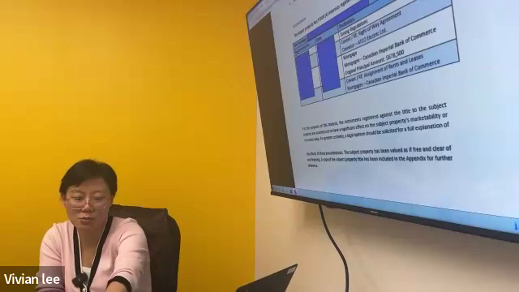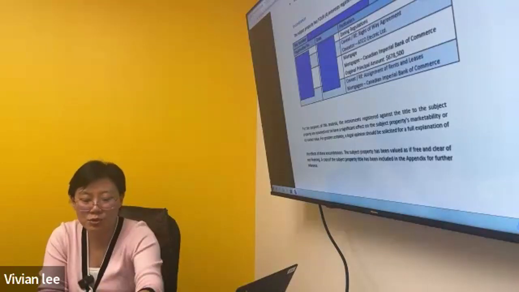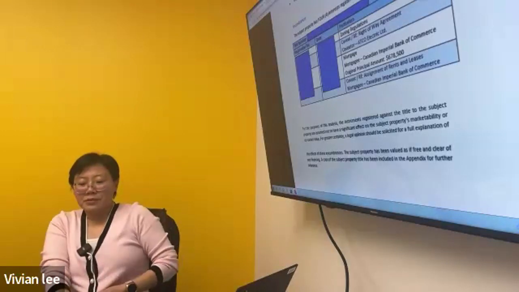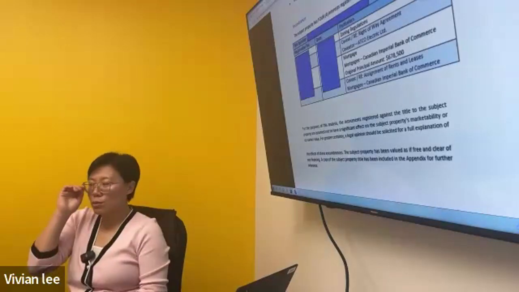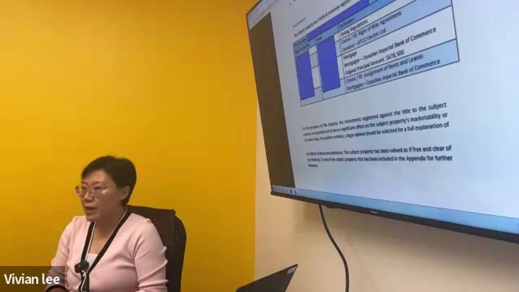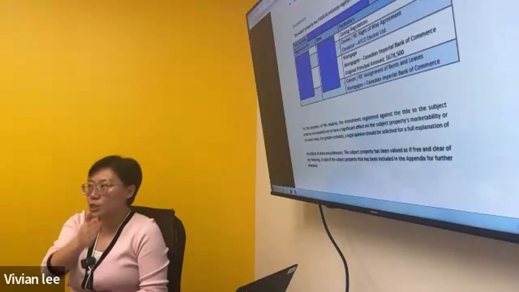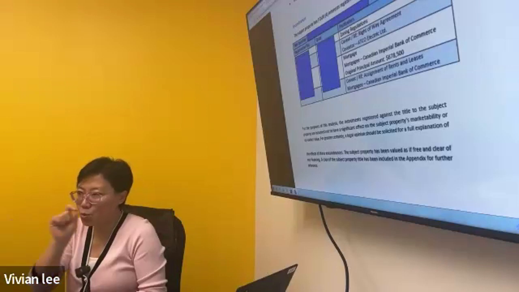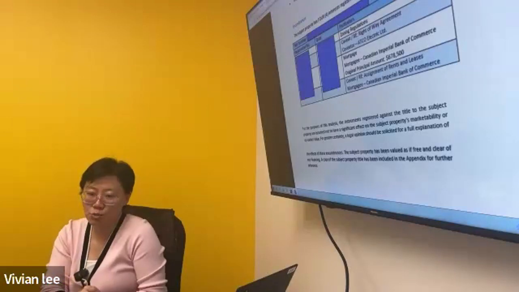Then it talks about the title and the rest. So this is encumbrance. There are several encumbrances on here, and then some registrations. In some situations, you will find properties where there are certain things you cannot do. It will be on title. So you need to pay attention to what it cannot do.